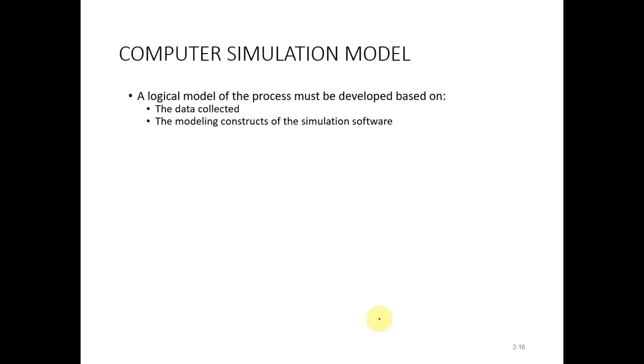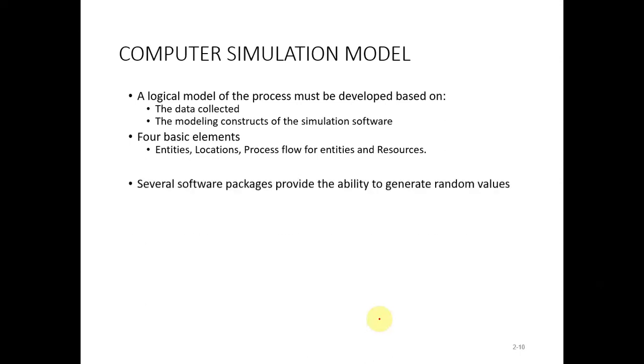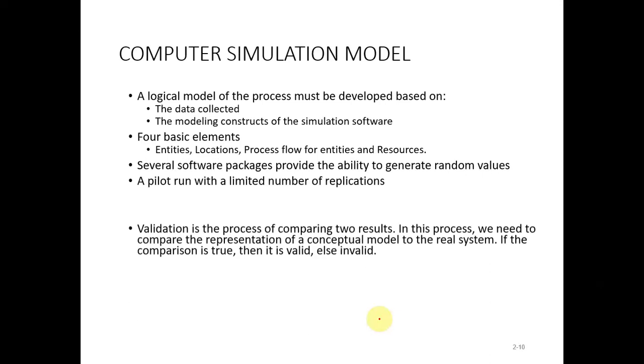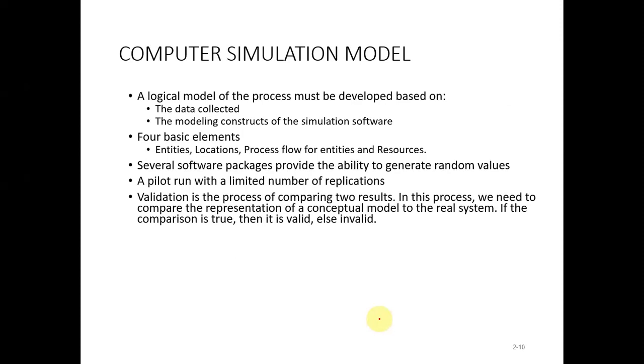A computer simulation model, a logical model of the process, must be developed based on the data collected, and you model using the constructs of the simulation software. Basically, there are 4 elements: entities, locations, process flow for entities, and process flow for resources. Several software packages provide the ability to generate random values. You do a pilot run with a limited number of replications, and in validation you compare the two results, the conceptual model is compared to the real system. If the comparison is true, then your model is valid.